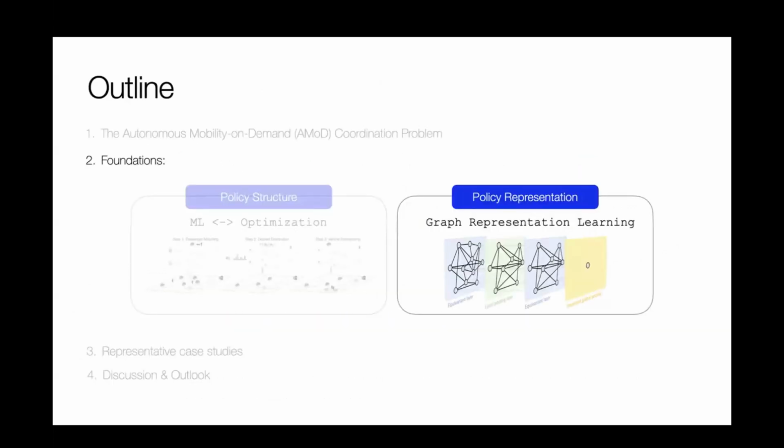So going to the second block. Until now we discussed the policy structure. We were saying we want to learn this policy for AMOD coordination. What does it have to look like? And we discussed this 3-step framework. Now we slightly switch gears and discuss: we want this policy to output a desired distribution of vehicles. What does this policy need to look like? What is this function that maps from states to the desired distribution?